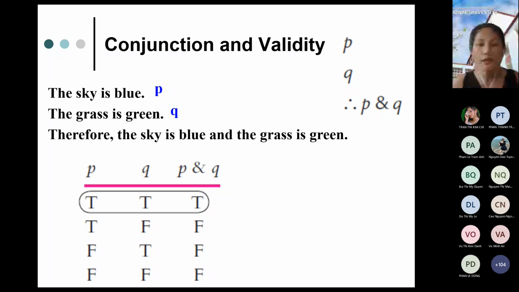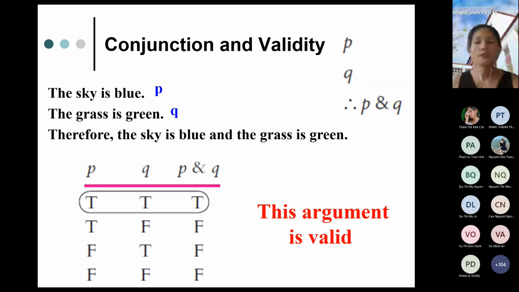We don't see that. Okay, here, in this case, we could see that we have one row that has all the premises true, but the conclusion is not false. So it is a valid argument. Do you understand? Yes or no?